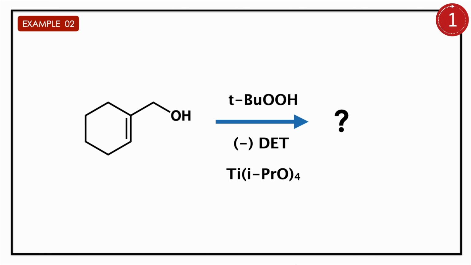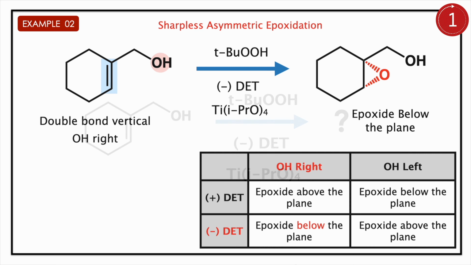Then the next example. Here you have cyclohexene, with a side chain alcohol, and you are using peroxide, minus DET, titanium isopropoxide. You should find what will be the final product. Here you have an alkene. If you look at it, it is an allylic alcohol. So definitely Sharpless asymmetric epoxidation.